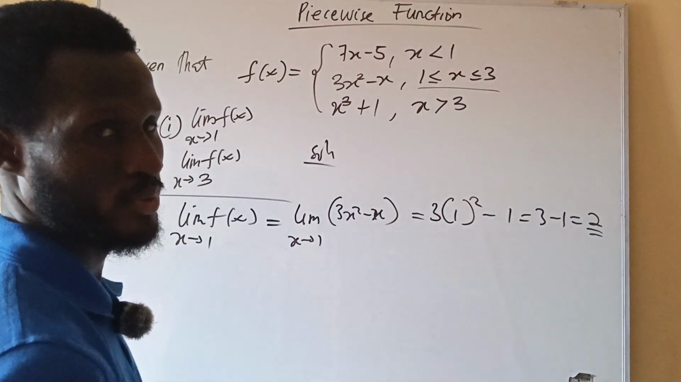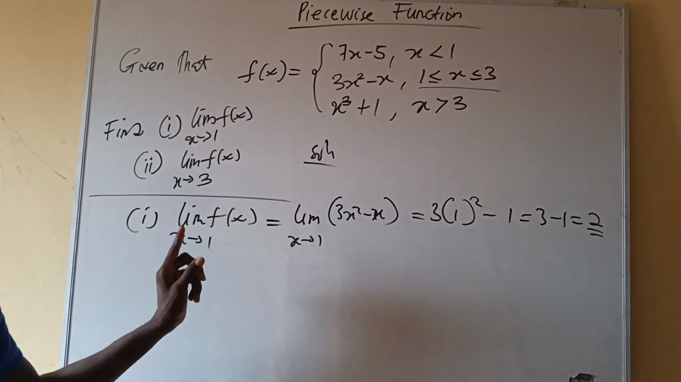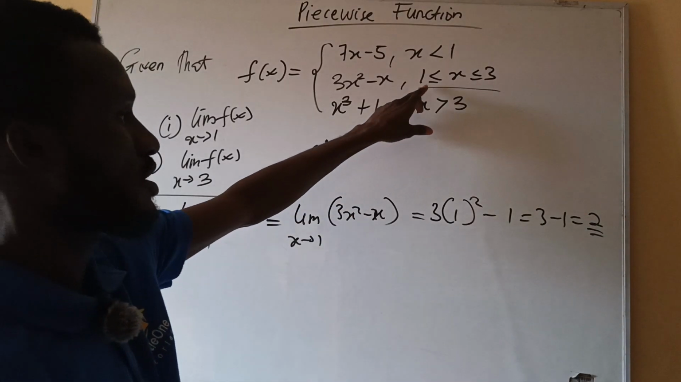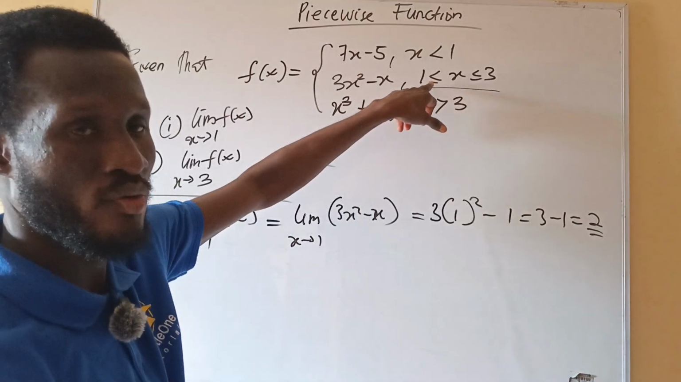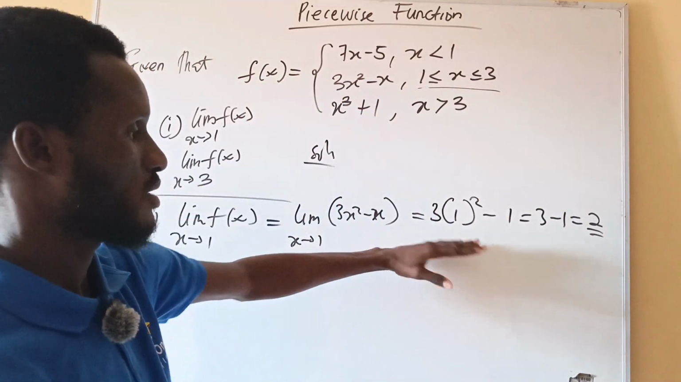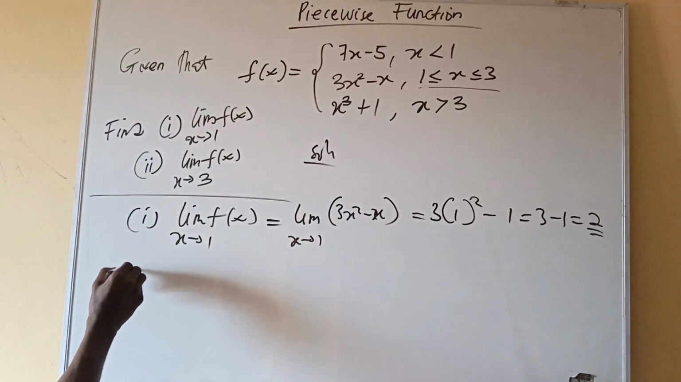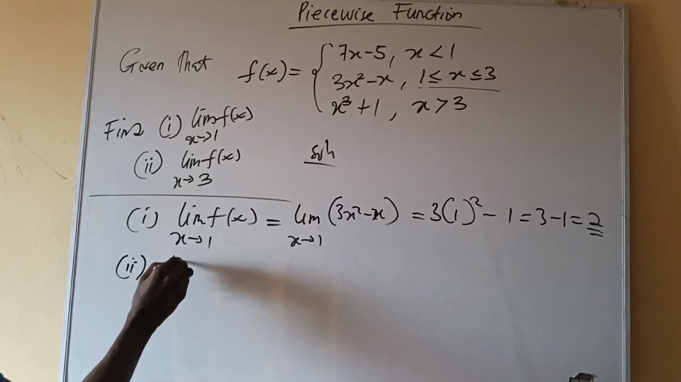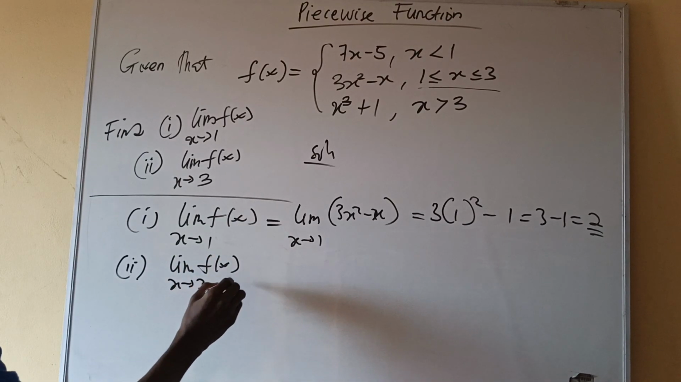So this one is so simple. When we are looking for the limit of f of s where s is approaching 1, s is equal to 1, and s equal to 1 will fall here. We use this particular function, we substitute the value of x inside, then we are done. Now the second one is limit of f of x where x is approaching 3.